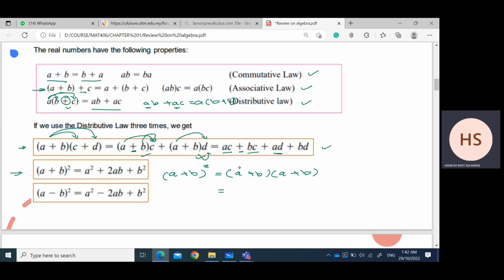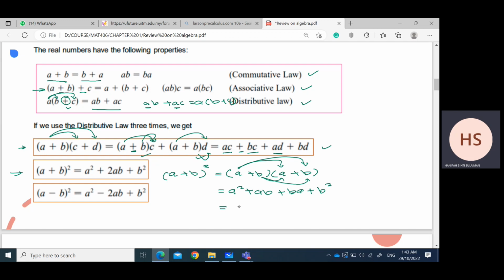So A times A. So you akan dapat A squared. And for this one, A times B. So we have plus AB. And the next one, B times A. You akan dapat BA. So BA and AB are equivalent. And the next one, B times B. Then here we have B squared.